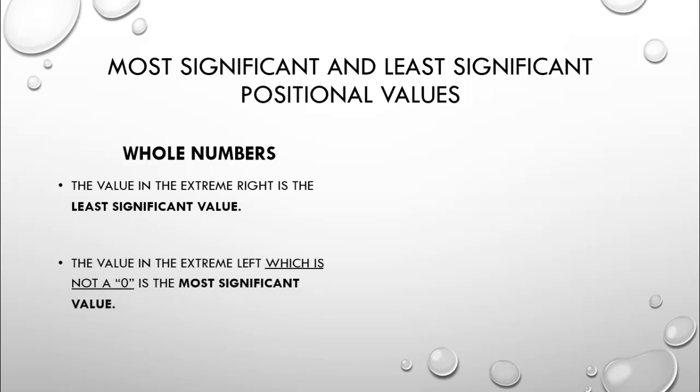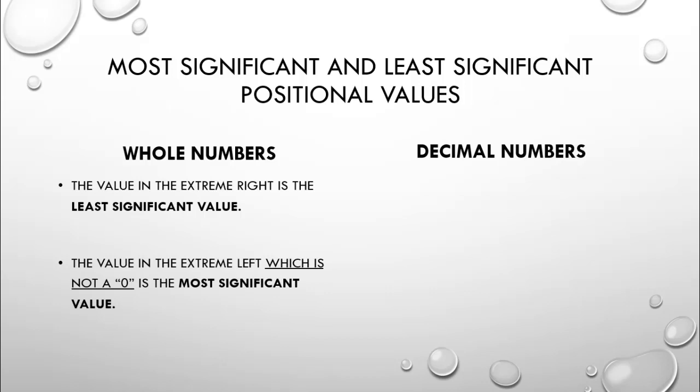The value in the extreme left, which is not a 0, is the most significant value. Here we are considering the 0 law. If there's a 0 in front of the number, then we will not take that as the most significant. Any number that is not 0 we are going to take as the most significant value.